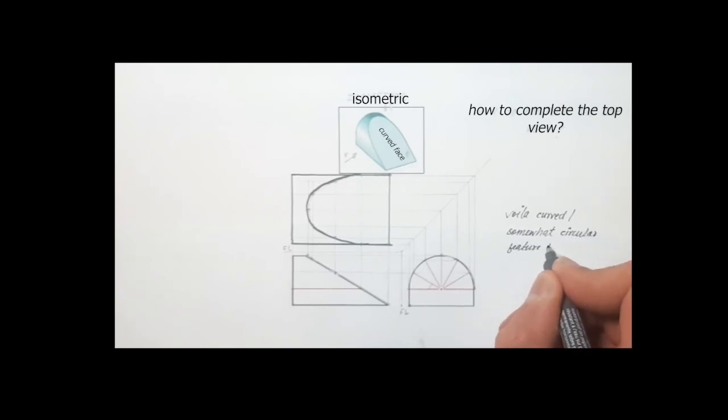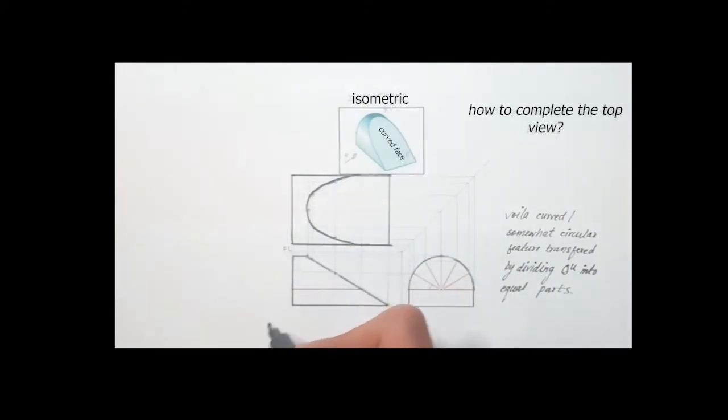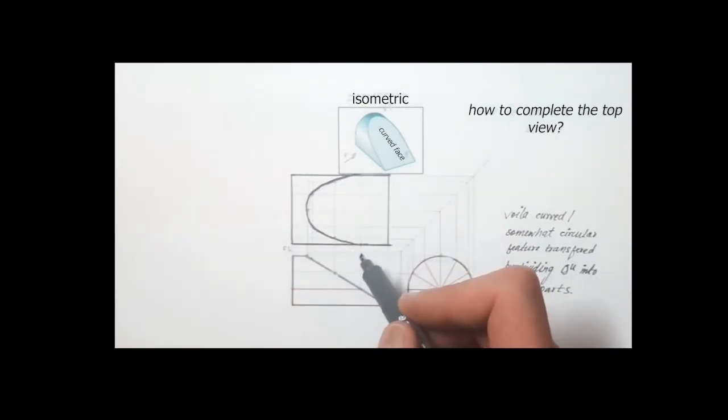This is generally the process that you must go through when you're transferring ellipses, parabolas, any of those conic sections. It generally requires the division of the curve into multiple parts, especially if it's seen in an adjacent view as a circle.